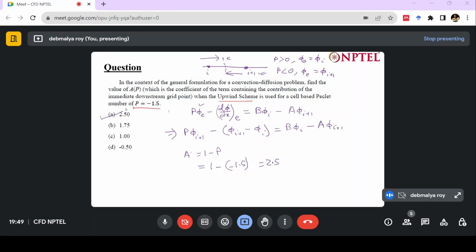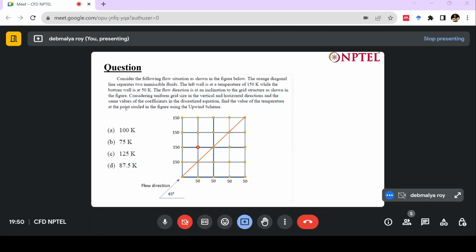Is the concept of this upwind scheme and the central difference scheme clear? Yes, sir. Clear. Move to the next 2D problem.